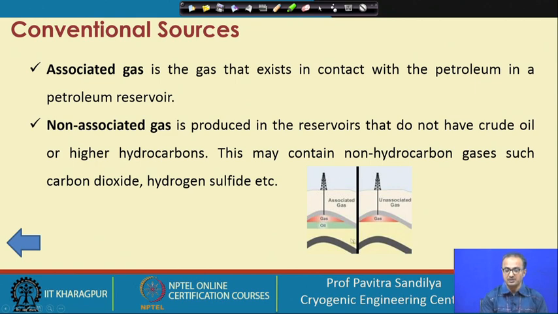And in this particular figure we have shown how the associated and non-associated gas exist. In the associated gas we find that the gas is lying on top of the oil, whereas in the non-associated gas we have only the gas present.